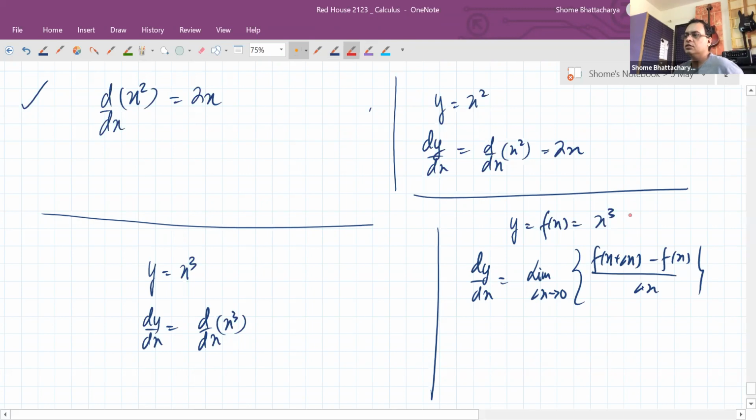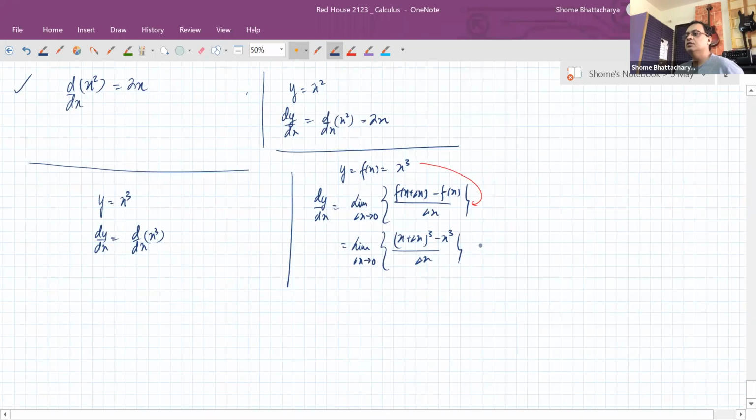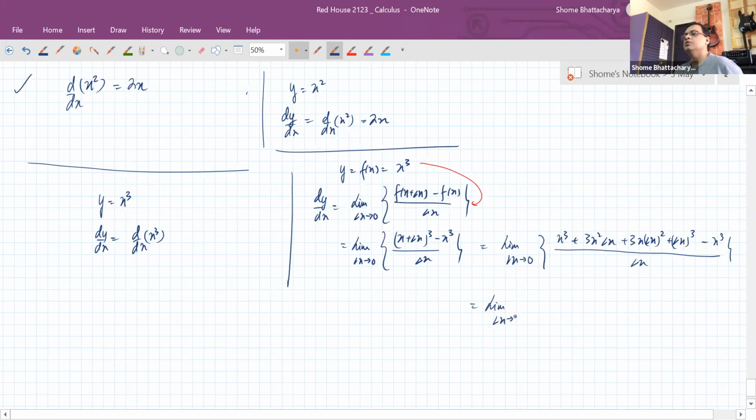Now this has to be applied to this. So substitute this over here. So this will become limit delta x tending to 0, x plus delta x whole cube minus x cube upon delta x. Right. Now expand this further. So x cube plus 3x squared delta x plus 3x delta x squared plus delta x cube, and then you have that last term minus x cube divided by delta x. So you can see that this is becoming limit delta x tending to 0.